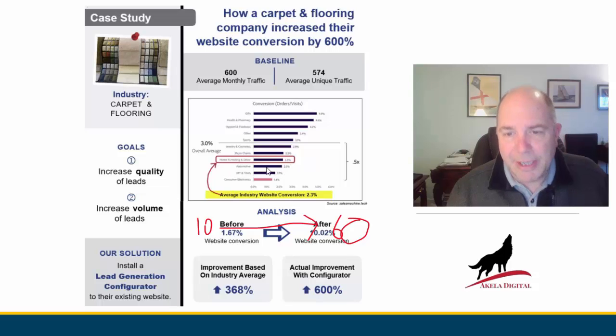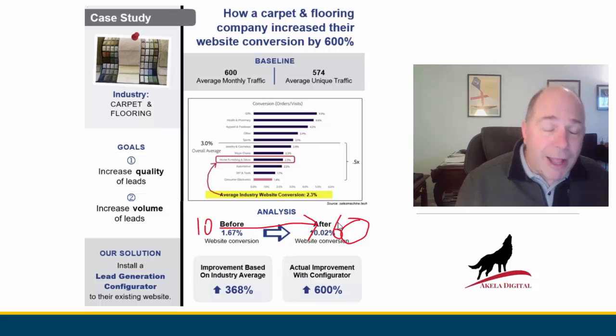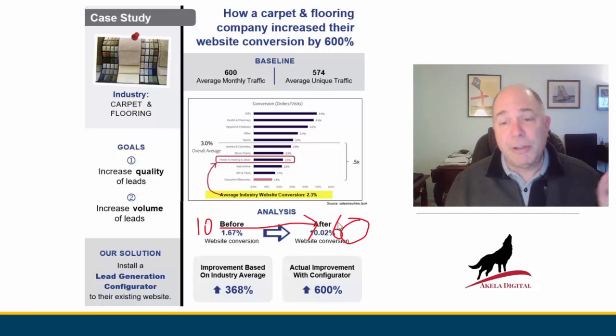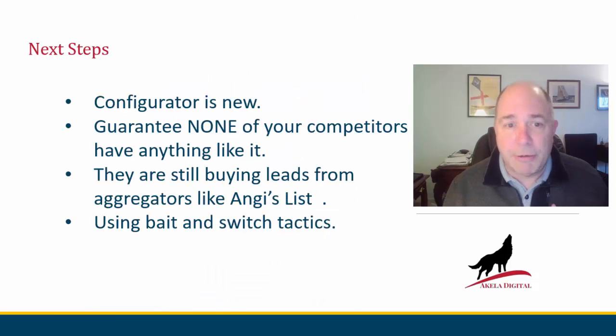And I show some industry stuff here, right? So their industry is 2.3%, and now they're at 10%. You can do a lot of damage to your competition when you're tripling the industry standard for lead generation.